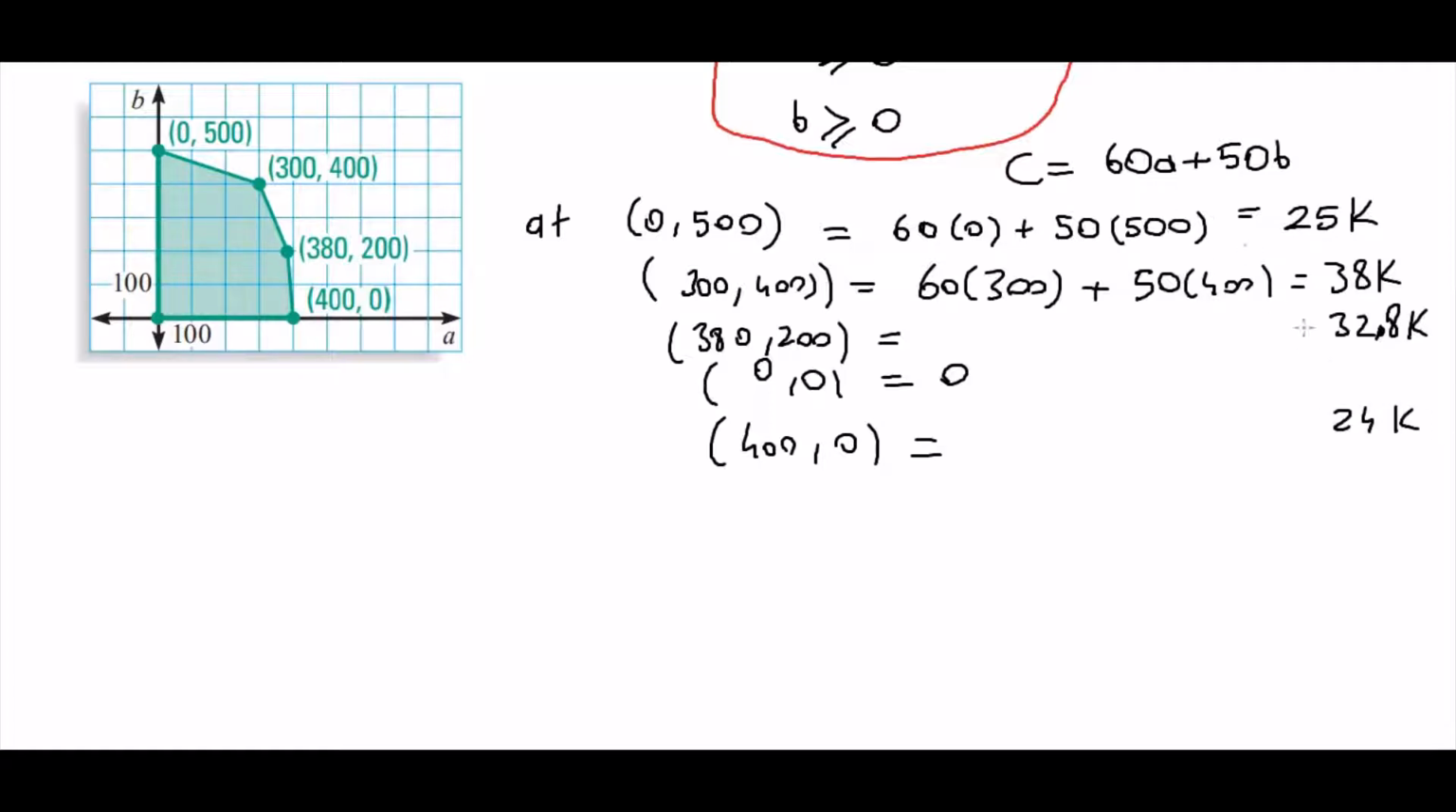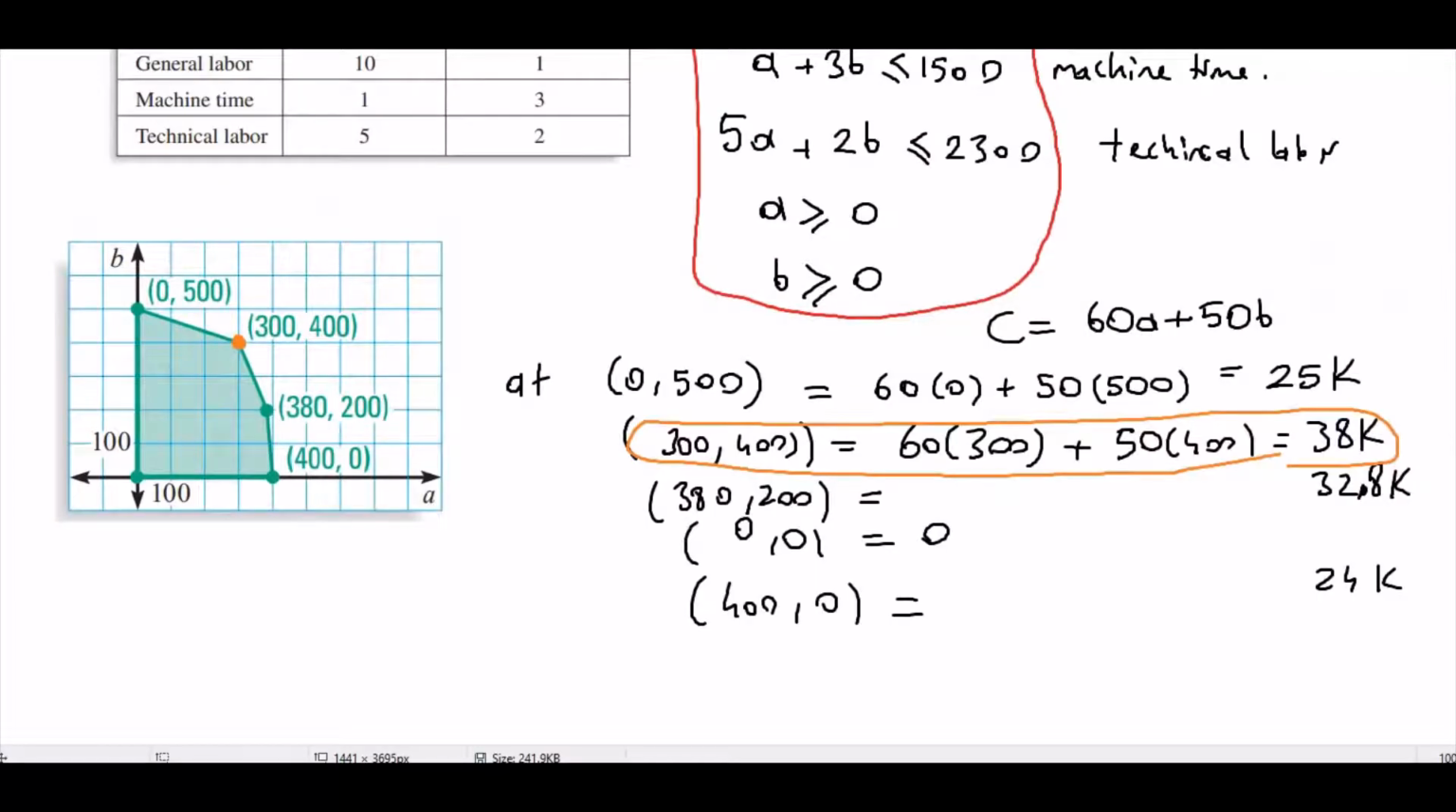So here, as you can see, our optimum maximum is at this vertex. So at (300, 400), this is our maximum profit. So that means that making 300 bicycles in plant A and making 400 bicycles in plant B will give us the maximum profit.